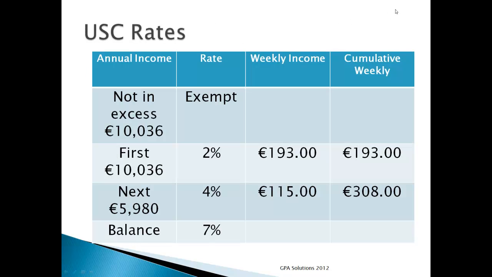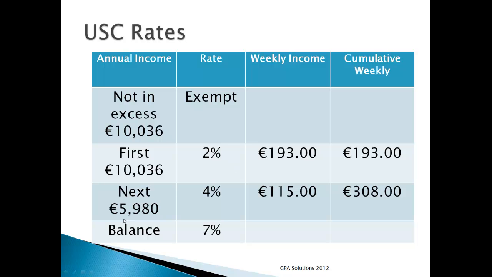The USC rates. If an employee earns less than €10,036 in a tax year, they will be exempt from USC. Anyone earning in excess of €10,036 in a year will be liable to USC charge. The first €10,036 or €193 on a weekly basis will be liable to the 2% charge.